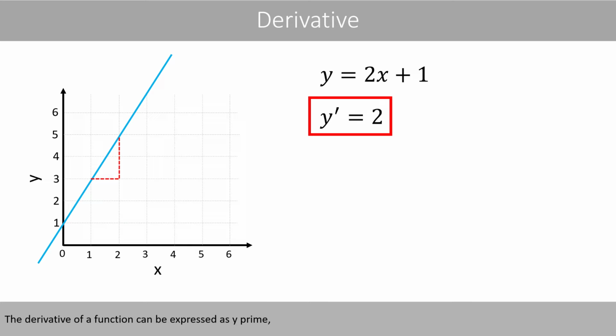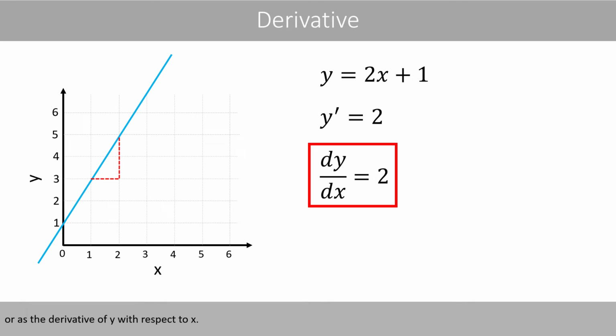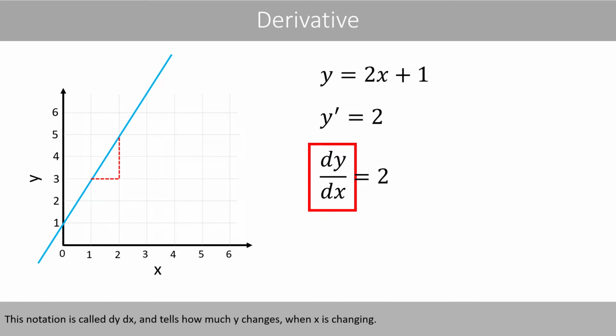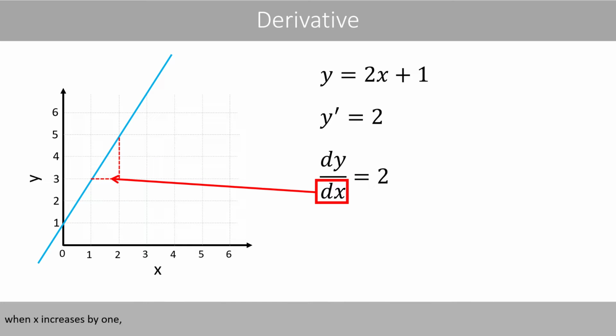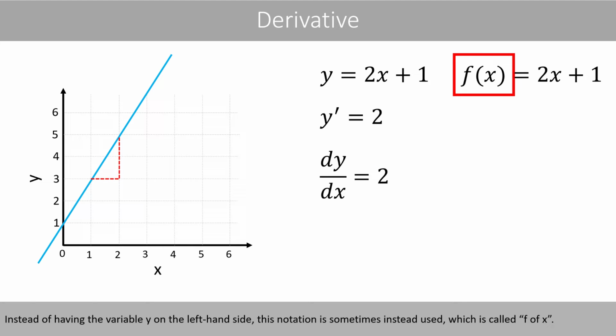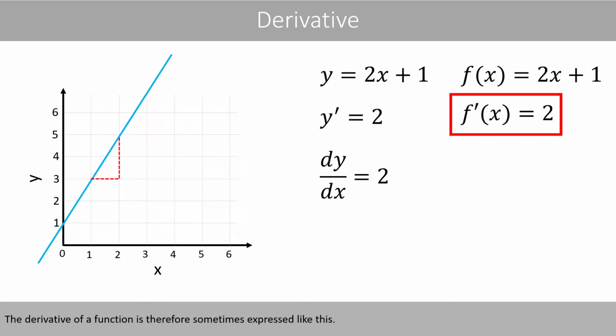The derivative of a function can be expressed as y prime, or as the derivative of y with respect to x. This notation is called dy dx and tells us how much y changes when x is changing. Since we know that y increases by 2 when x increases by 1, we know that dy dx is equal to 2. Instead of having the variable y on the left-hand side, this notation is sometimes used, which is called f of x. The derivative of a function is therefore sometimes expressed like this.